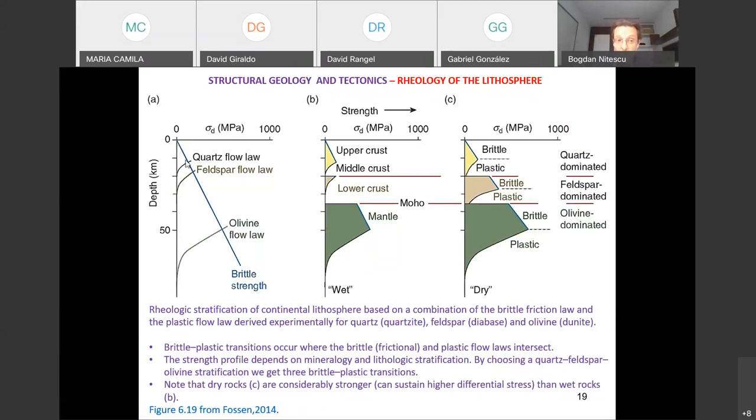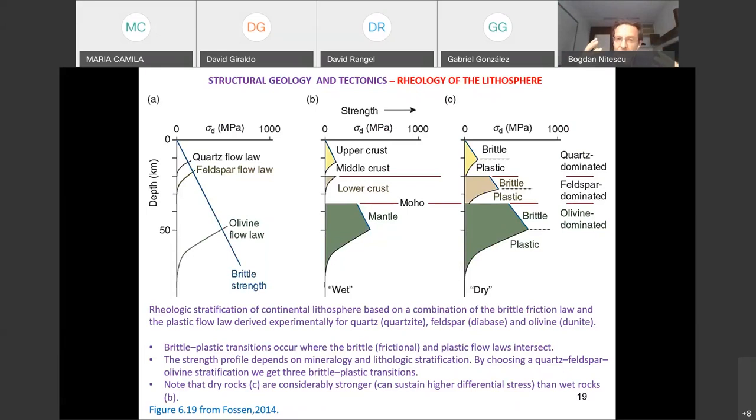So they will break when the differential stress at different depths reaches these values, according to this function. At a certain depth here, we get towards the middle crust. The rocks are still dominated by quartz. But here, you see the strength of the rock is decreased because it starts flowing. At a lower differential stress, the rock starts flowing. It doesn't have to break. So the rocks here in the middle crust will start flowing. And that's why when you look at the gneisses, you see these very nice flow features, yeah?